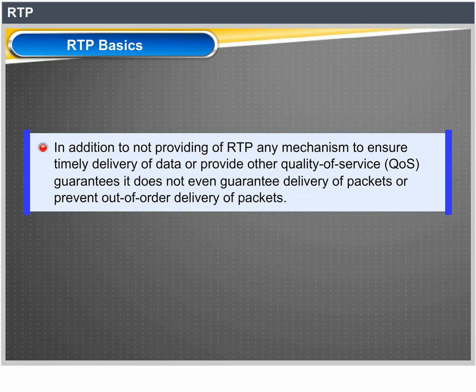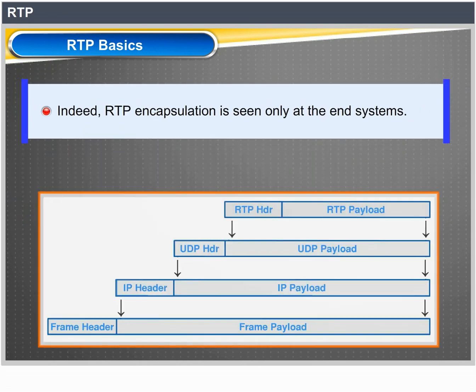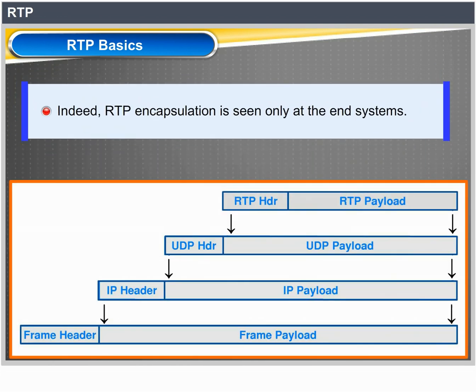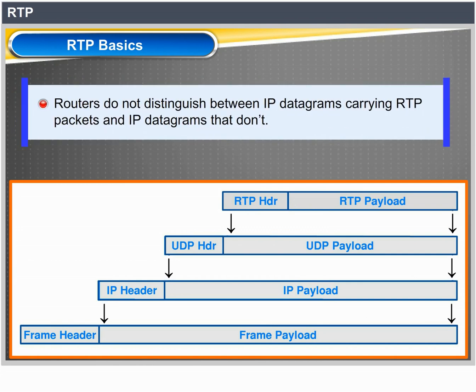RTP does not provide any mechanism to ensure timely delivery of data or provide other quality of service QoS guarantees. It does not even guarantee delivery of packets or prevent out of order delivery of packets. Indeed, RTP encapsulation is seen only at the end systems. Routers do not distinguish between IP datagrams that carry RTP packets and IP datagrams that don't.